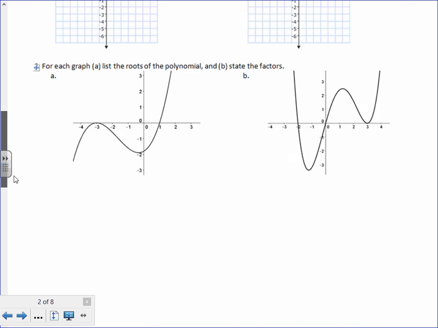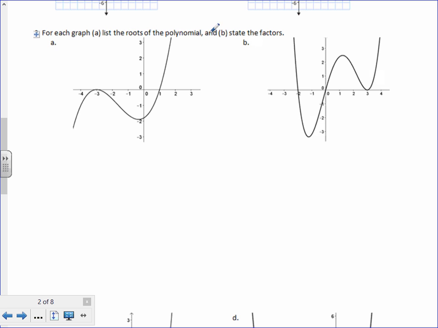Look down at number 2. And it says, for each graph, list the roots of the polynomial. So that's part 1. 2 parts here, A and B. List the roots, state the factors. So this is pretty straightforward. The roots are just wherever the graph touches the what? Yeah, the x-axis. Okay. So my first answer here is -3. My second answer is 1.